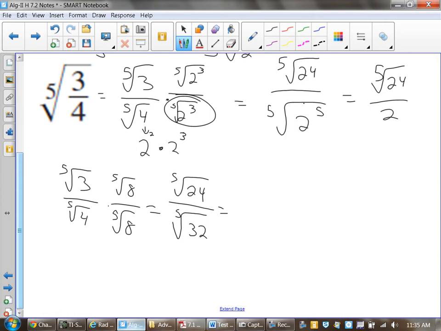That'll be the trickiest thing you guys will have to do with this stuff, is simplifying the radicals. You want to create that perfect fifth root, the perfect nth root, by using your exponent rules, multiplying by that power of 1, and going across.